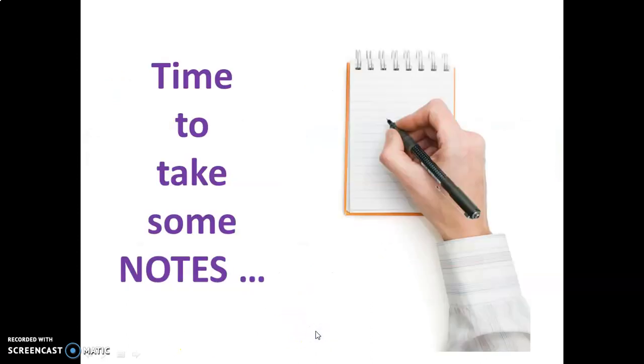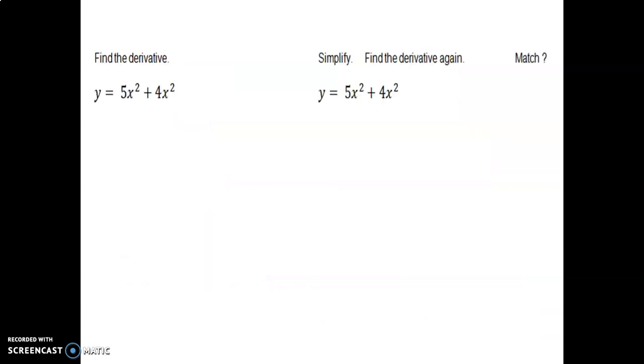Let's take some notes. We're going to do a lot of examples together here. And let's begin with a little investigation. Let's find the derivative of this one. Well, by the power rule, we know the derivative is this. And now those two are like terms we can combine and simplify to this. So there's our derivative. However, let's try something different.